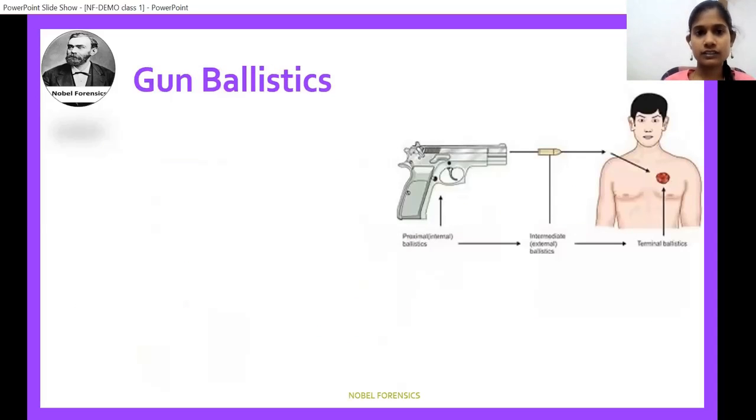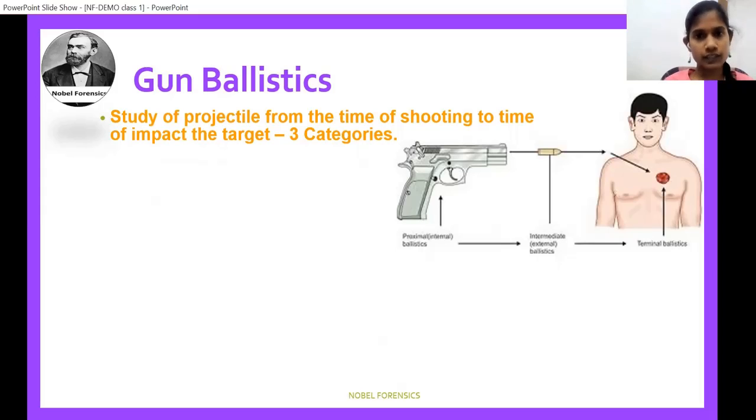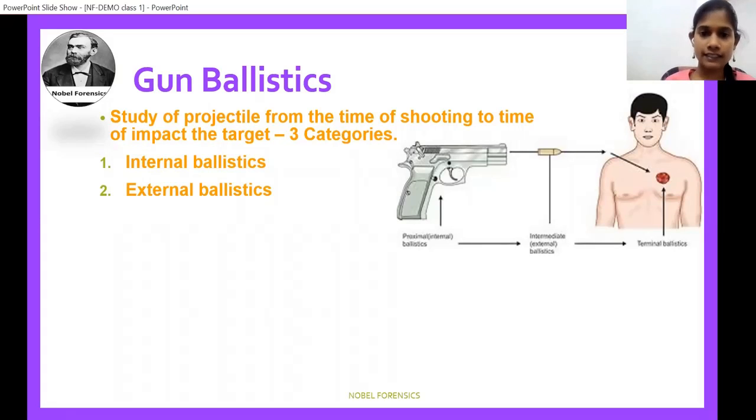Then gun ballistics is the study of the projectile from the time of shooting to the time of impact on the target. There are three categories in gun ballistics: internal ballistics, external ballistics, and terminal ballistics. Internal ballistics means you assume that there is a bullet in the firearm. From the time of pulling the trigger until the bullet reaches the end of the barrel, that is internal ballistics. That is, when the bullet is inside the barrel, inside the gun.